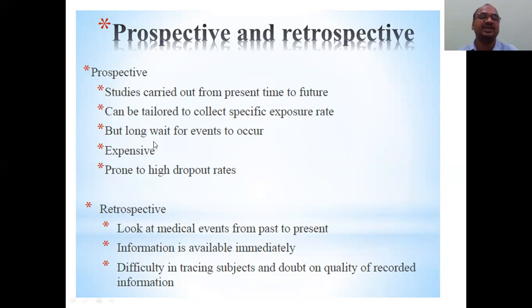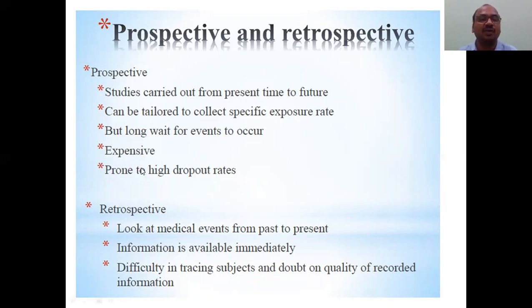But there is a long wait for events to occur. He has to get lung cancer, no? So you have to wait for 5 years or sometimes even 10 years. You have to wait for a longer time. But retrospective is not like that. Immediately you get the old data. Prospective is also very expensive, because you have to open an office, stay there, take some 10 people as office assistants, and ask them daily to go and survey how many cigarettes each person is taking. So it gets expensive.